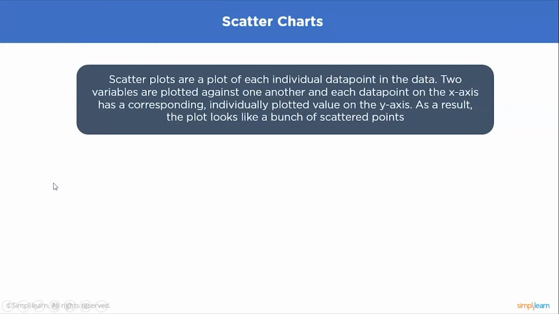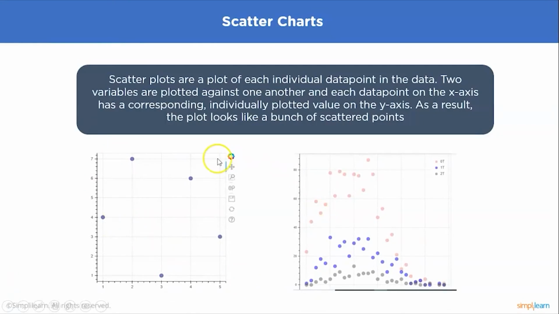Now, scatter plots are a plot of each individual data point in the data. Two variables are plotted against one another, and each data point on the x-axis has a corresponding individually plotted value on the y-axis. As a result, the plot looks like a bunch of scattered points. These are some examples of scatter charts. Here, each point on the chart corresponds to a value on the x-axis and its respective value on the y-axis. Using scatter plots, we can see how two different variables correspond to each other. Now, let's see how we can plot scatter charts using Bokeh.